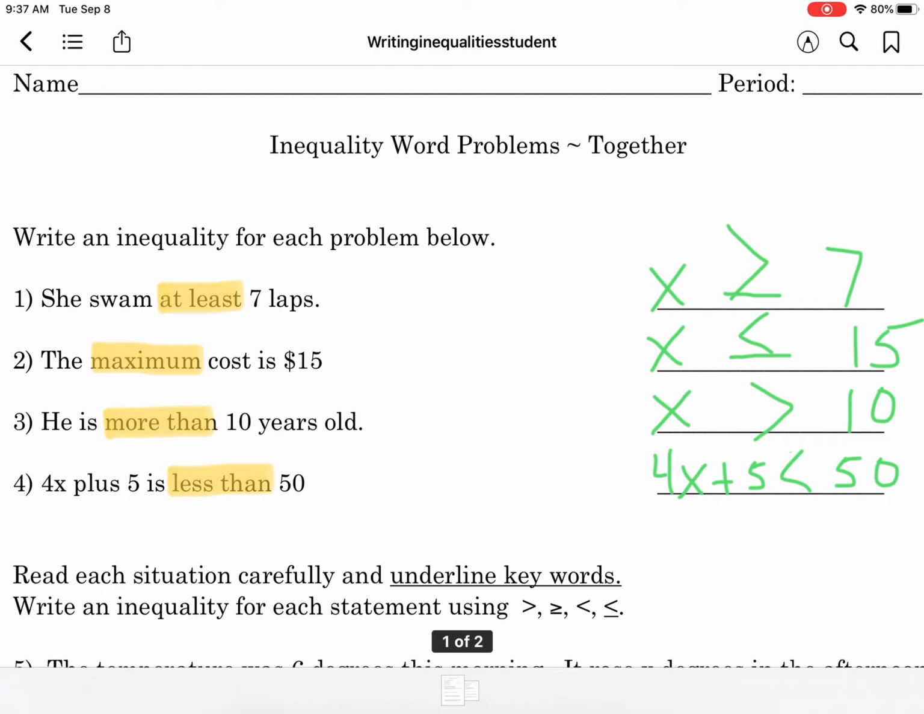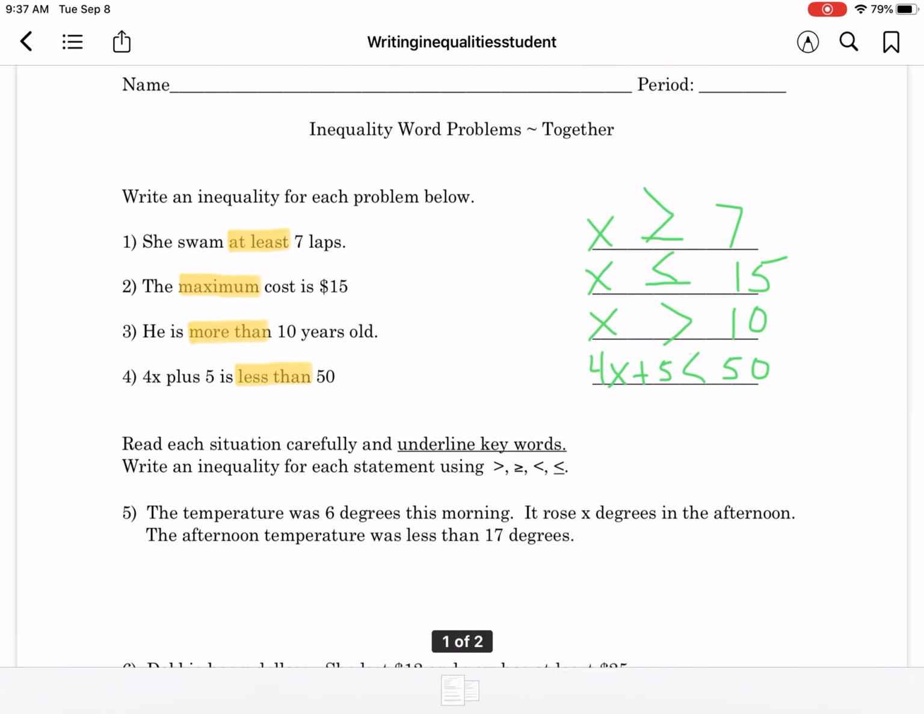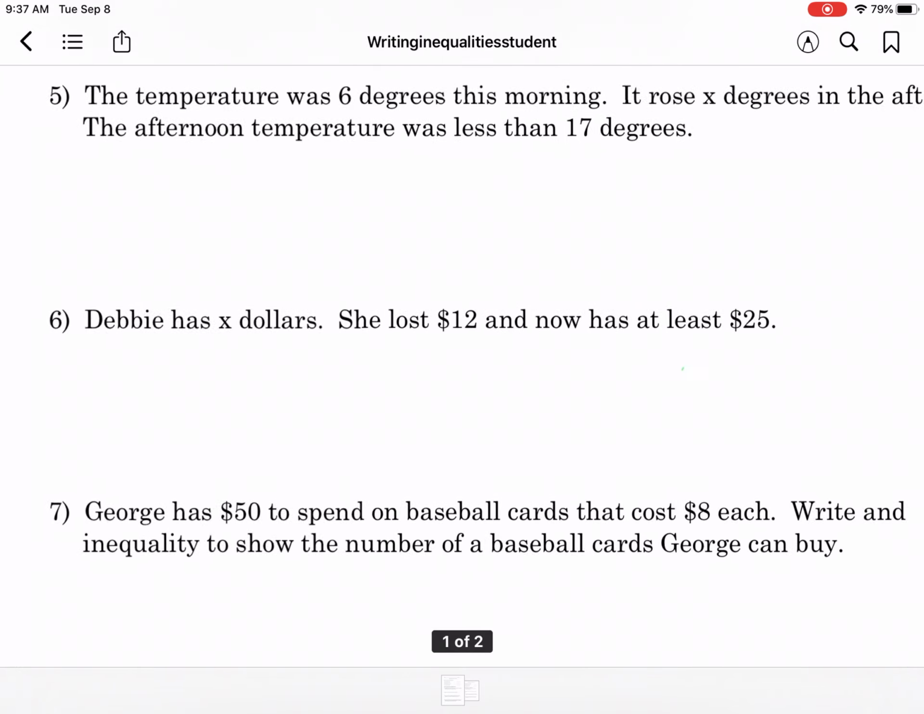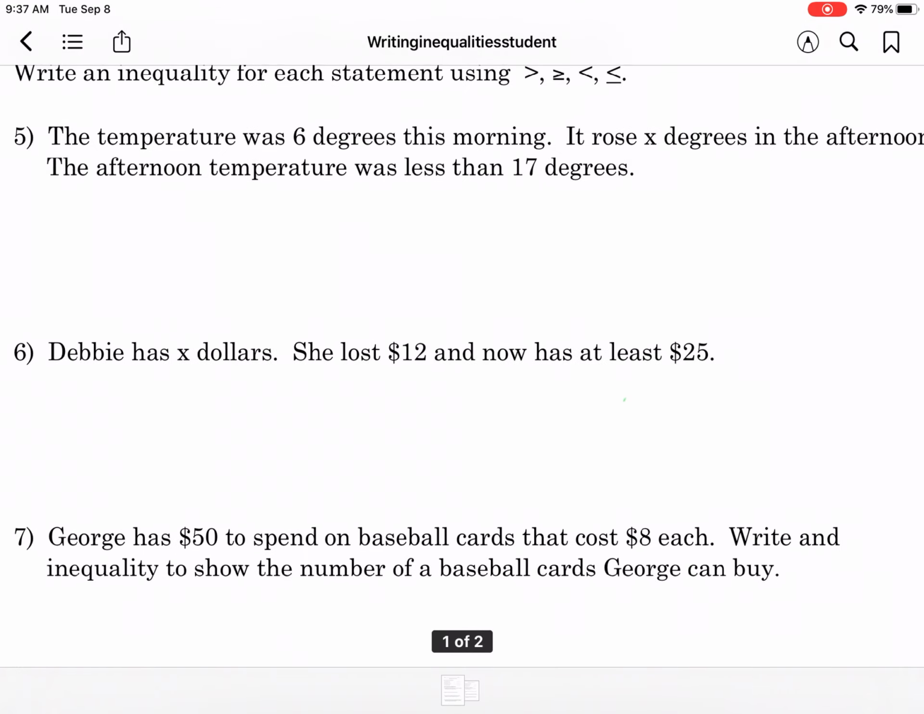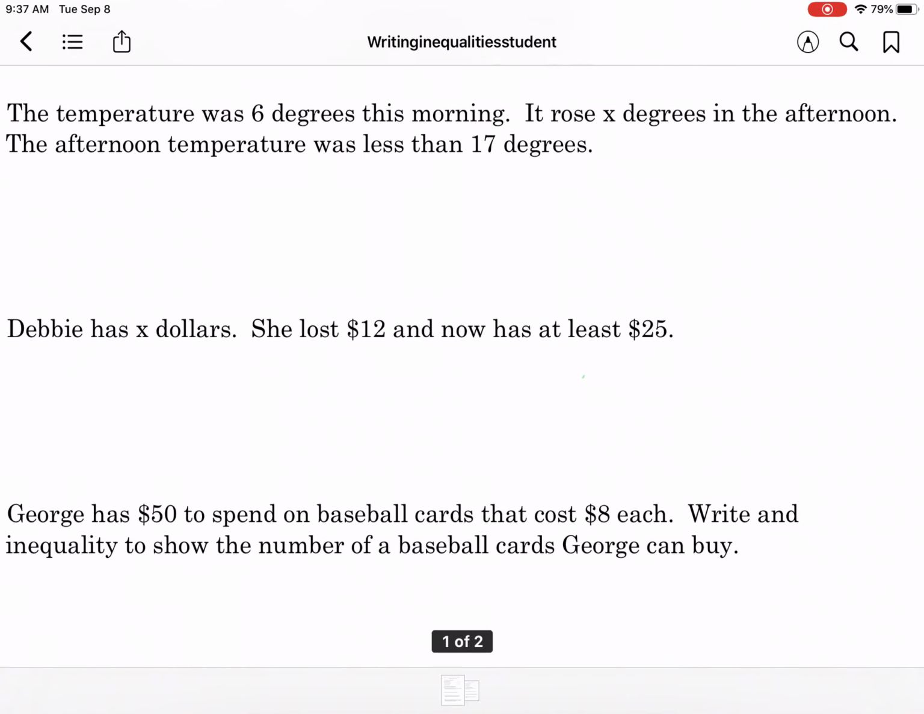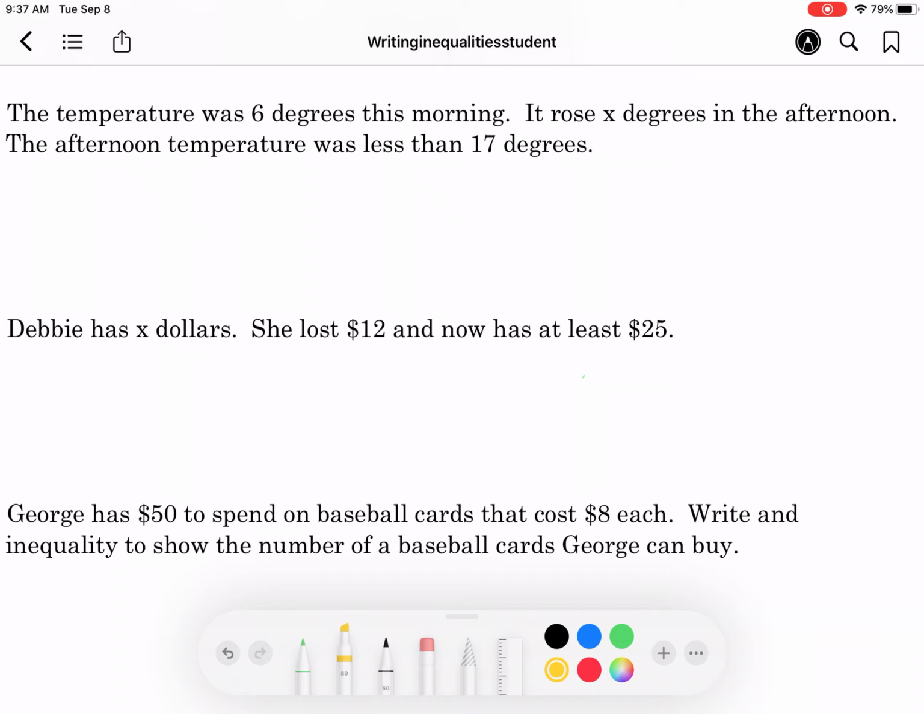So we're going to go through 4 more examples, put it together, and then we're going to solve the inequalities so we can get a final answer. So let me scroll up here. All right. So we're going to start out. The temperature was 6 degrees this morning. It rose X degrees in the afternoon. The net afternoon temperature was less than 17 degrees. So what word is going to tell us the inequality to use? That would be less than. That one's pretty simple. So now we have to write an inequality and solve it.